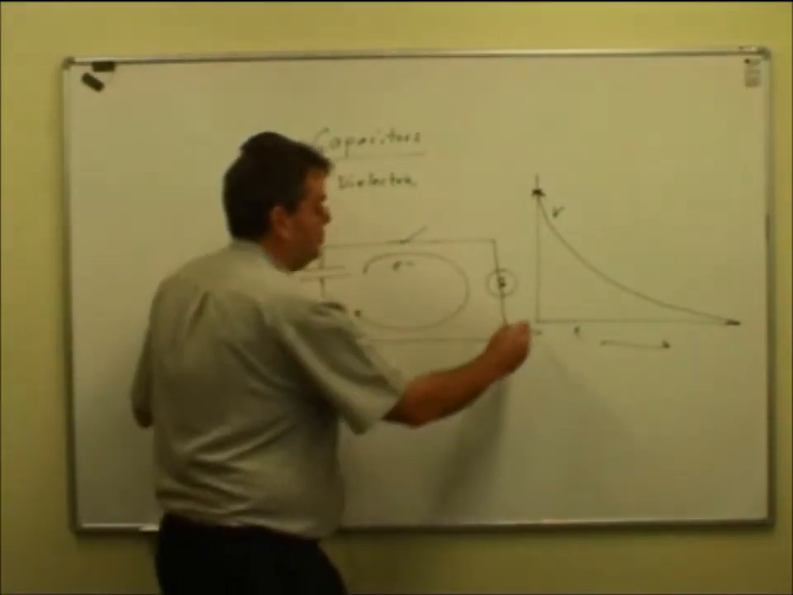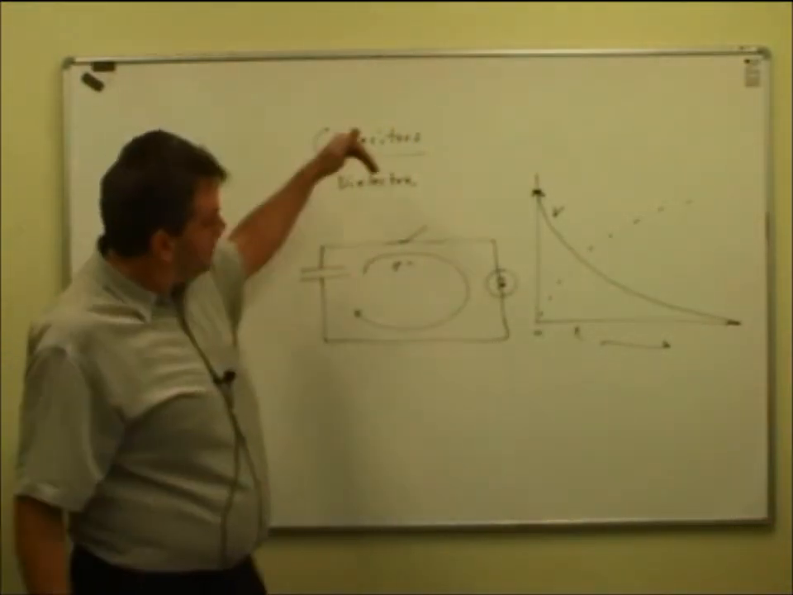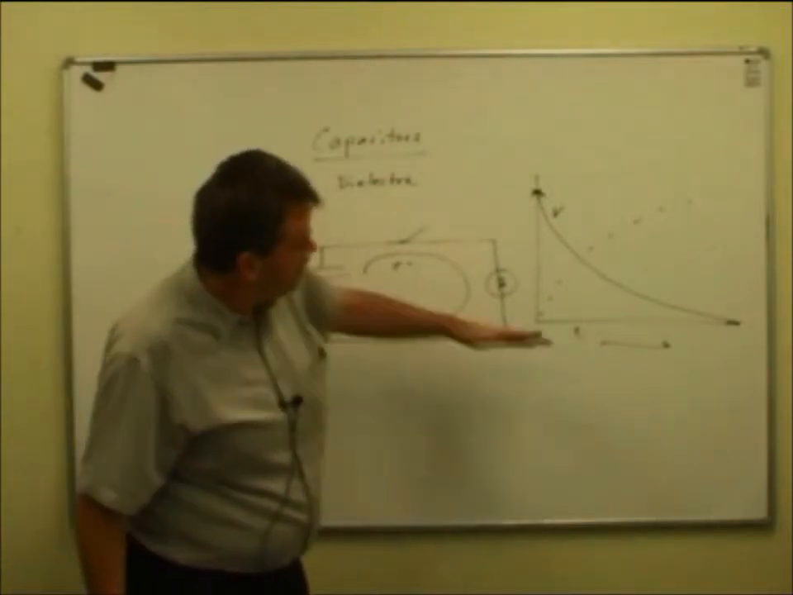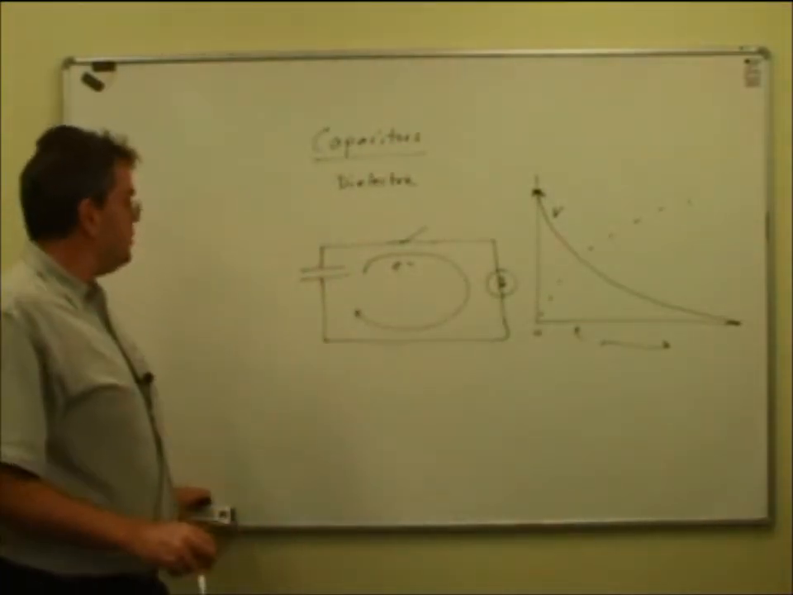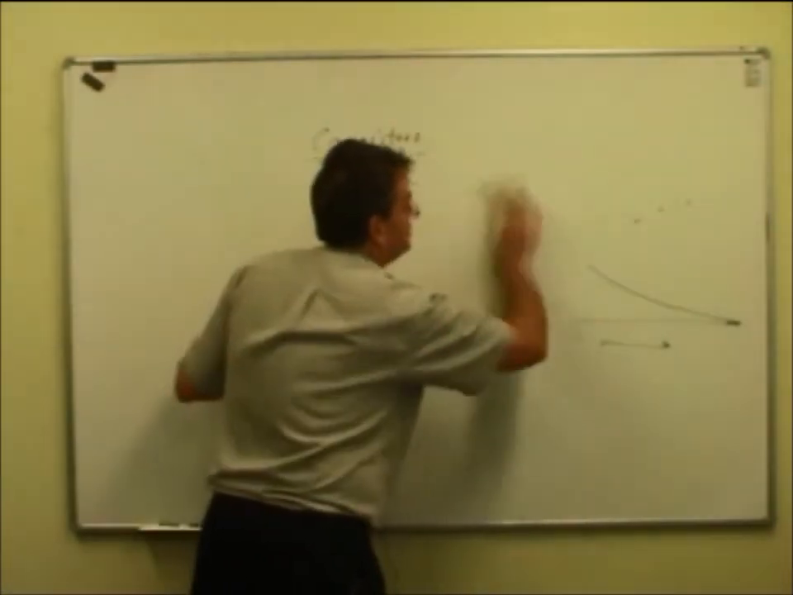Remember, when we're charging, the voltage gradually built up. When you're discharging it, it's the opposite. It starts at the battery voltage, what the battery voltage was that you charged it with, and goes down to nothing. So that's a capacitor being charged and discharged.